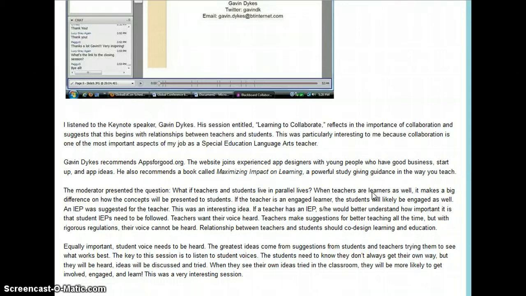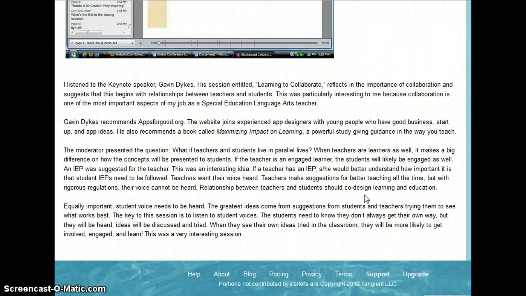This makes a lot of sense to me as a special education teacher because I so often have to rethink ways to present and teach new concepts to my struggling learners. Even students who do not struggle so much would benefit from Gavin Dykes' suggestions.